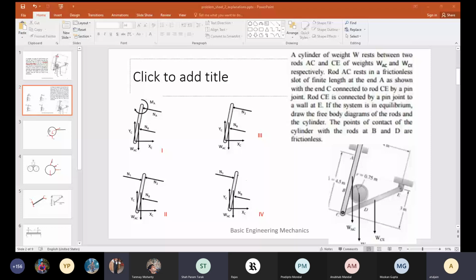Okay, so if you have chosen option 3, it is wrong. If you have chosen option 4, it is wrong. Option 2 is right, option 1 is right, and option 1 and 2 are actually equivalent.